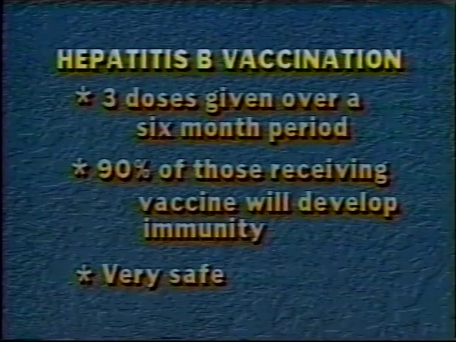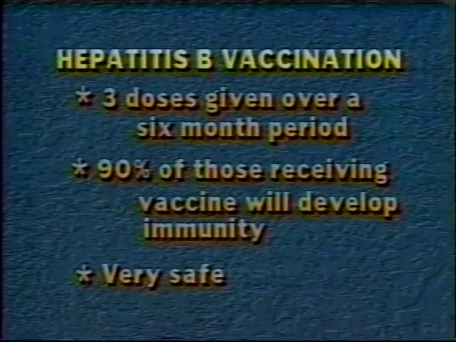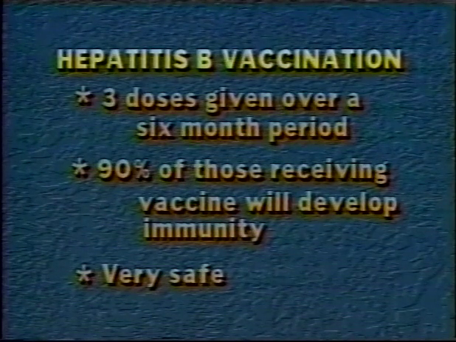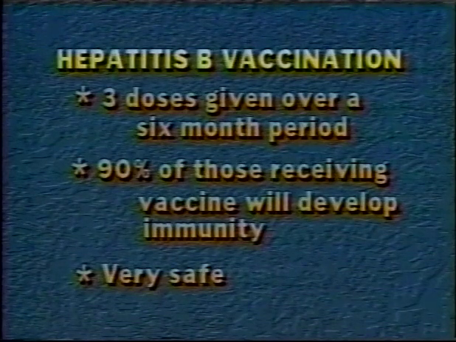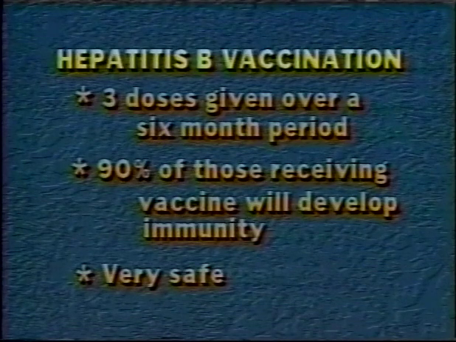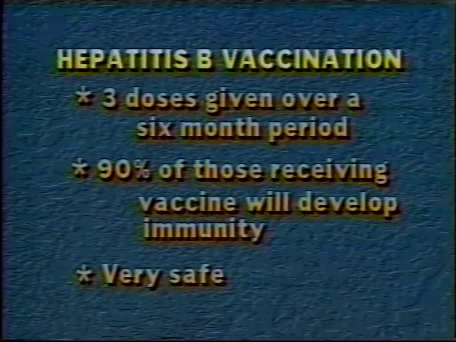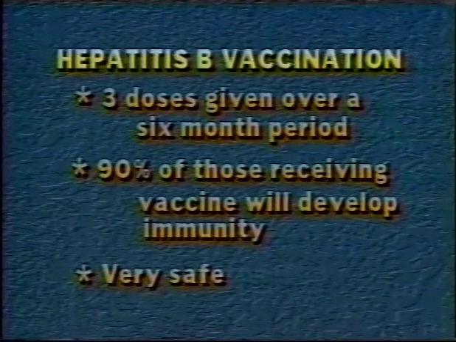The vaccine is given in 3 doses over a 6-month period. It's not a guarantee that you will have immunity to hepatitis B virus. Only about 90% of those receiving the complete vaccination series will in fact develop the antibodies that will protect them from infection. Hepatitis B vaccination is very safe. It's been given to millions of people worldwide. It's not made from any blood or blood products, so it's not possible to spread hepatitis B or HIV or any other infectious disease to you.